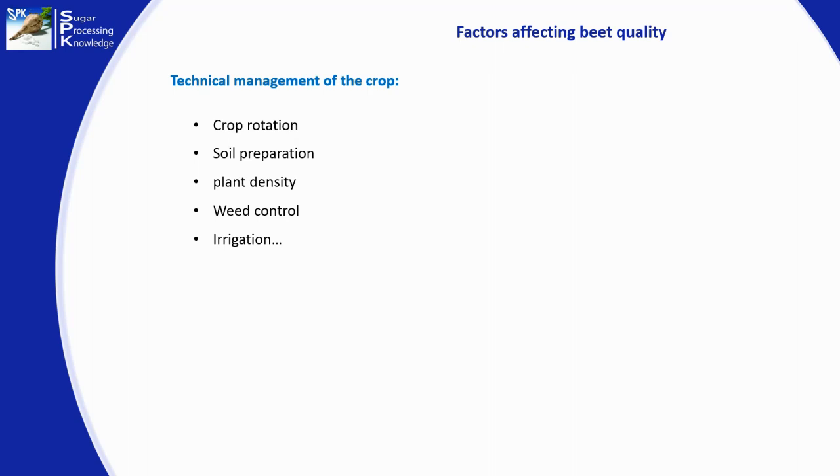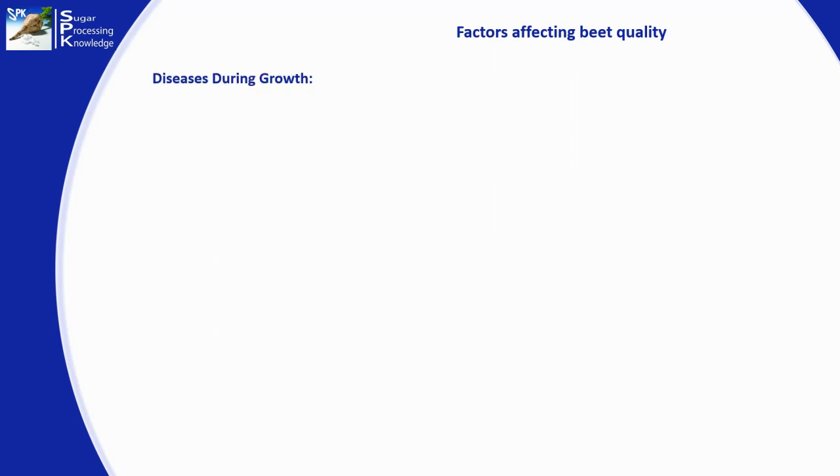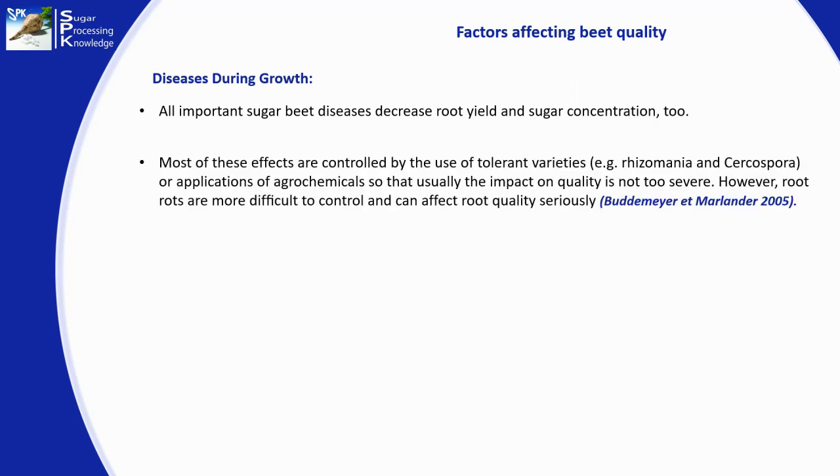Another very important factor affecting beet quality is diseases and pest attacks during beet growth. So all important sugar beet diseases decrease root yield and sugar concentration, too. Most of these effects are controlled by the use of tolerant varieties as in the case of Rhizomania and Cercospora. However, root rots are very difficult to control and can seriously affect root quality.